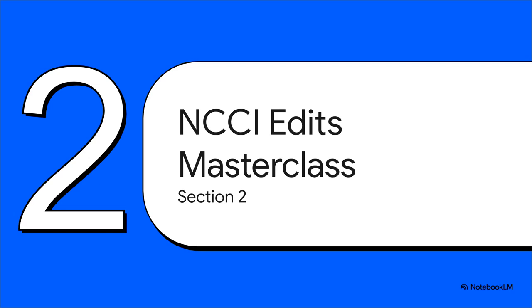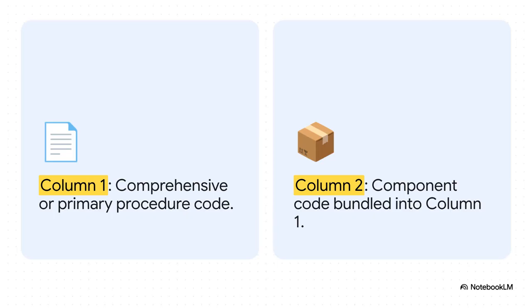Moving right along to Section 2, our NCCI Edits Masterclass. Okay, so the National Correct Coding Initiative, or NCCI, was developed by CMS specifically to stop improper unbundling. They structure these rules using procedure-to-procedure, or PTP edits. You've got Column 1, which is your comprehensive code, and Column 2, your component code. Usually, those Column 2 codes are bundled straight into the major Column 1 procedure unless some very distinct circumstances apply.